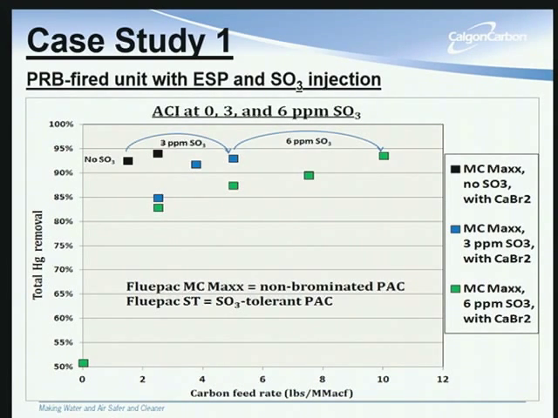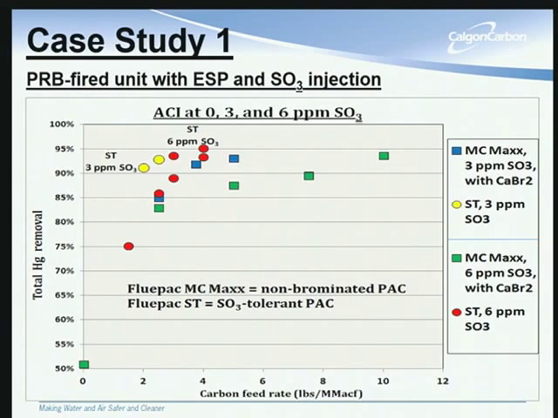Okay? But we came armed here with a different product, one that's designed to be SO3 tolerant, FluePack ST. ST stands for sulfur tolerant. That's the data you see now in the circles. In yellow, that's ST at 3 parts per million SO3, doing quite well at 2 pounds. Notice a much, much less dramatic shift in performance when we increase to 6 parts per million SO3.